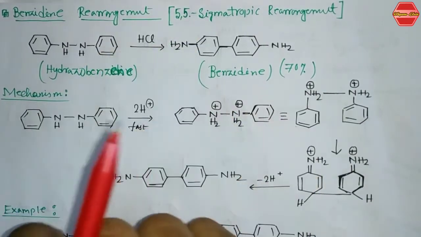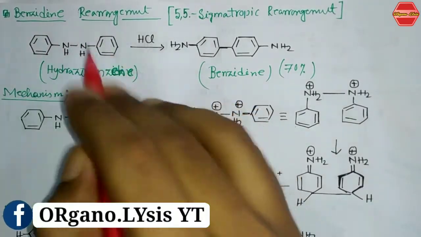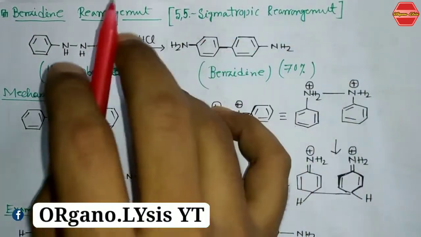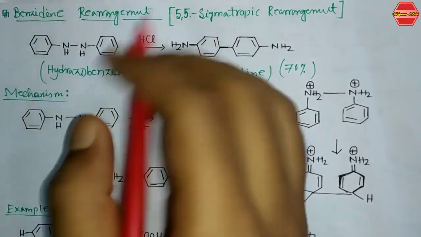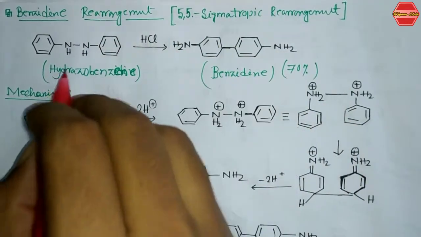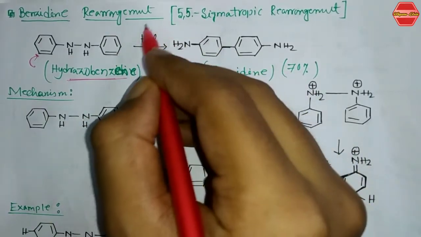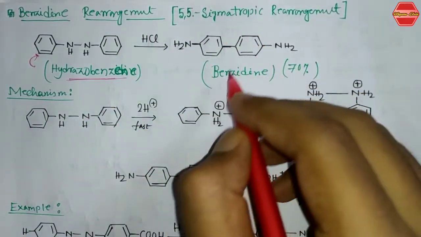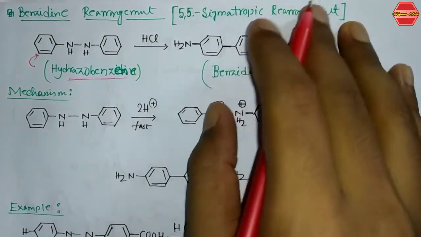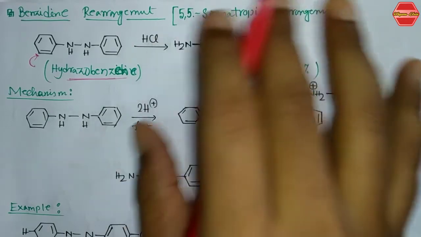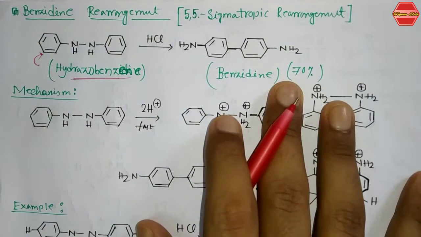Now what kind of substrate undergoes this 5,5 sigmatropic or benzidine rearrangement? Now why is the name of the reaction 5,5 sigmatropic or benzidine? The substrate which will undergo this benzidine rearrangement is hydrazobenzene. So this is your hydrazobenzene, and when you are using HCl in the medium, you are finally going to get this benzidine derivative. Along with this benzidine derivative, you also get the ortho substituted or meta substituted product, or any kind of semidine like product. So they are basically called the semidines.